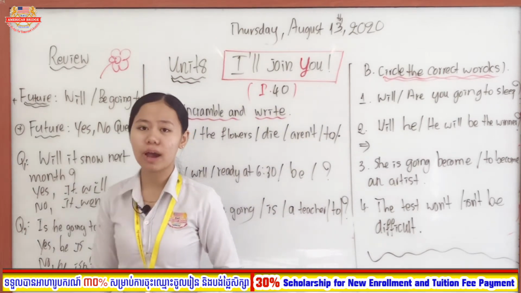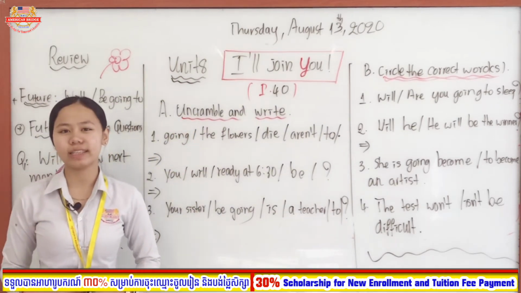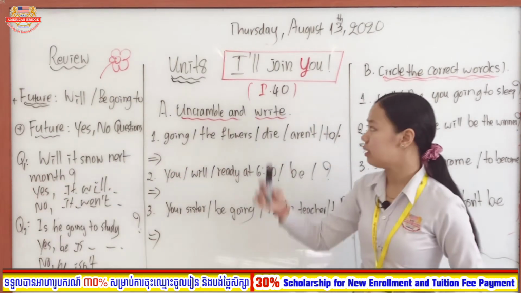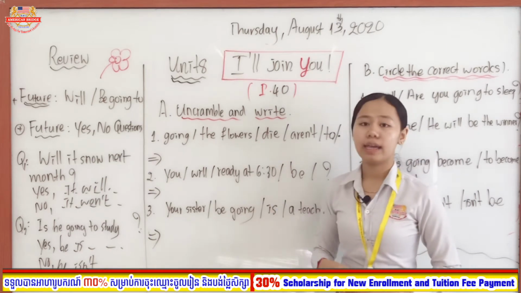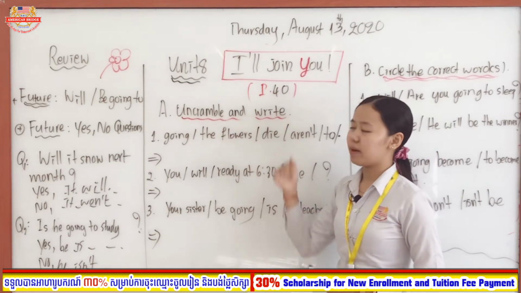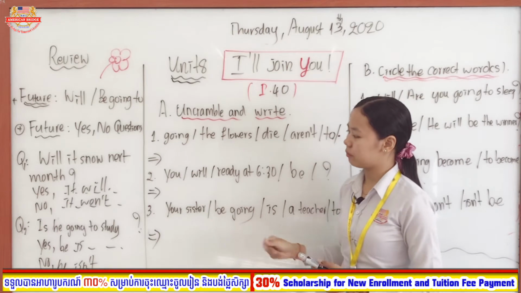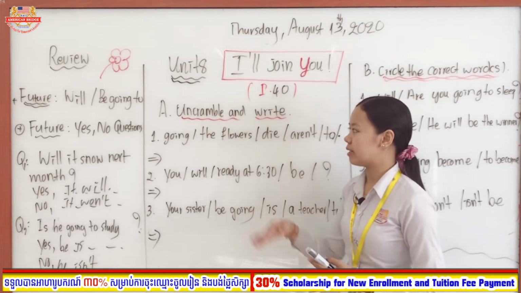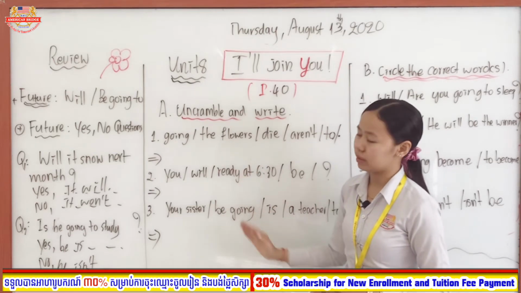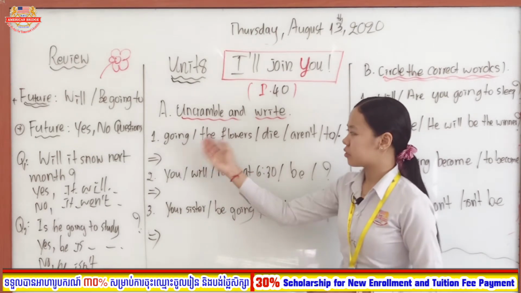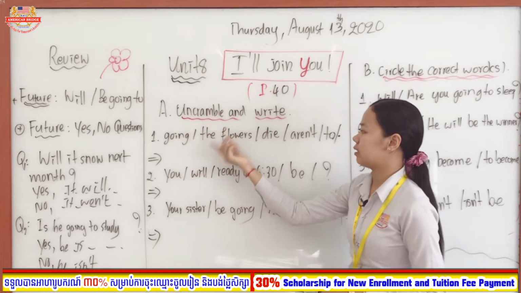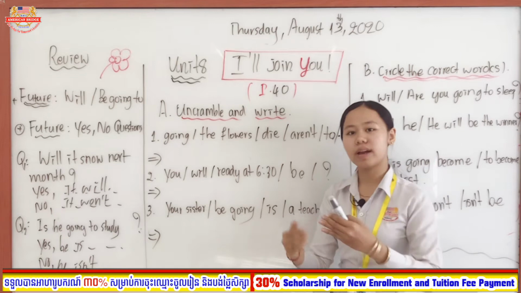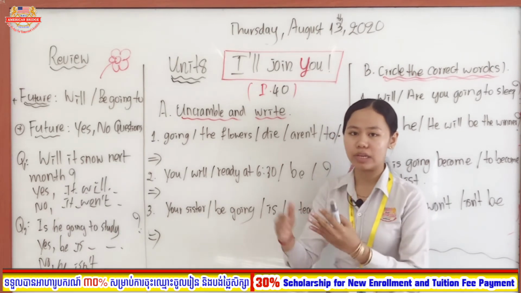Moving on to our lesson today. Like the teacher mentioned, today we will practice more exercises. First of all, A: unscramble and write. In this section, the teacher would like all of you to put the words in order to make a complete sentence. Number one, I give the words going, the flowers, die, arms, and to, and then a full stop. So try to order it and try to memorize your form.